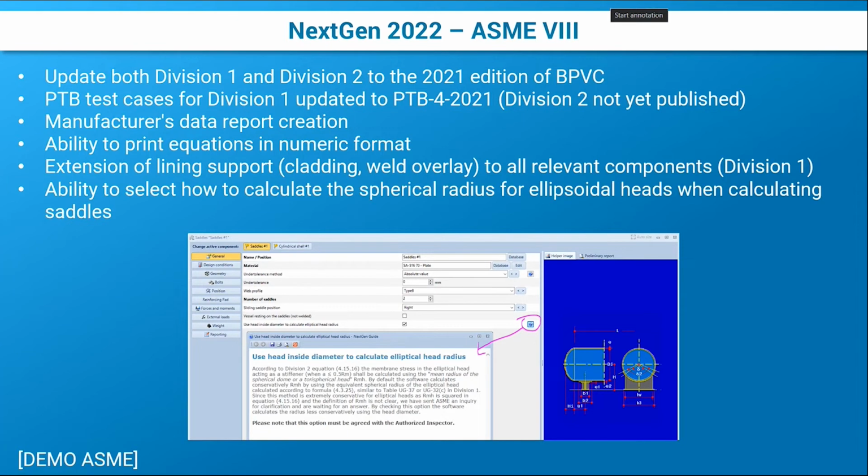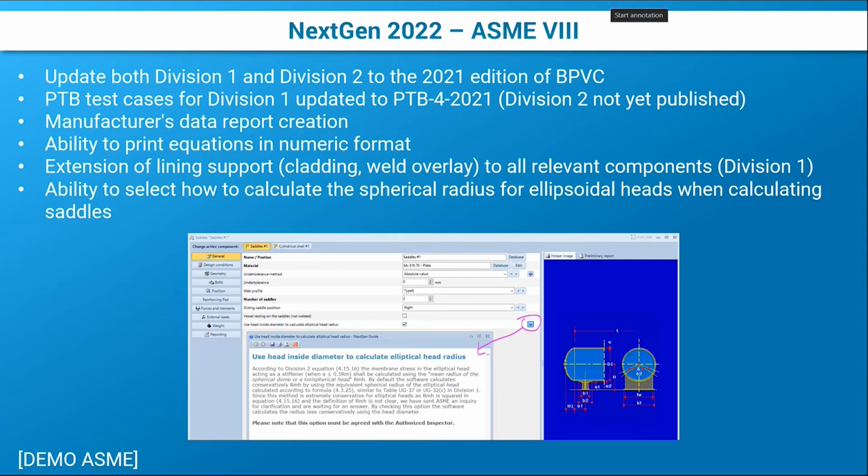So the Division 1 has been updated in terms of test cases by ASME, while we are still waiting for Division 2 to be published. As soon as they publish, of course, we will review our test cases and update them to the latest available version.